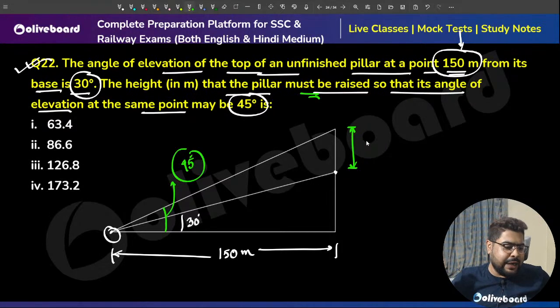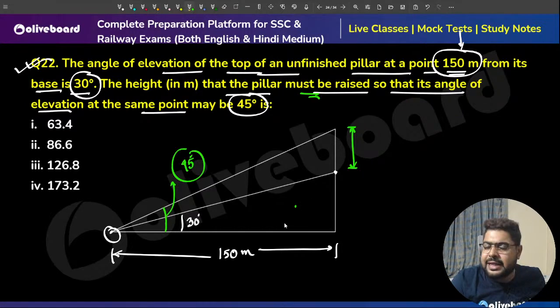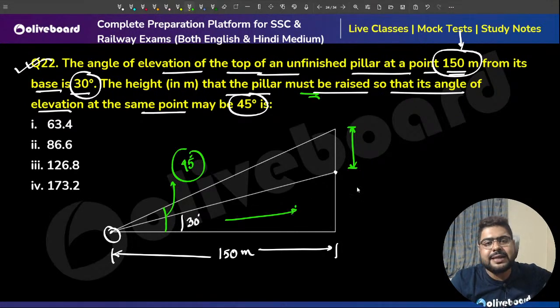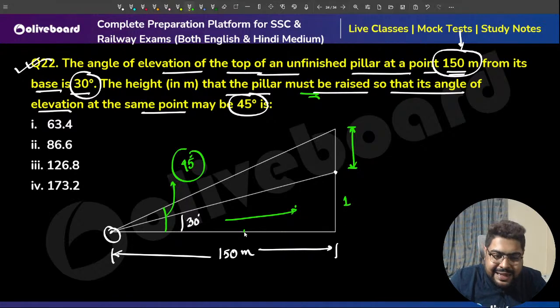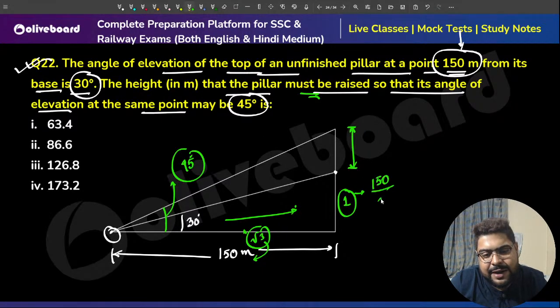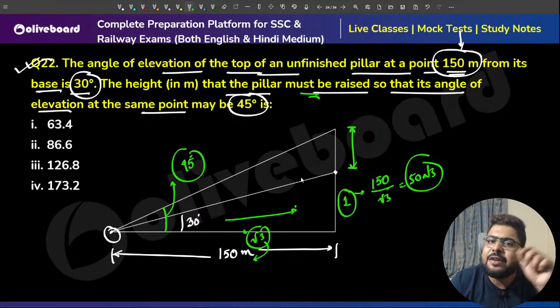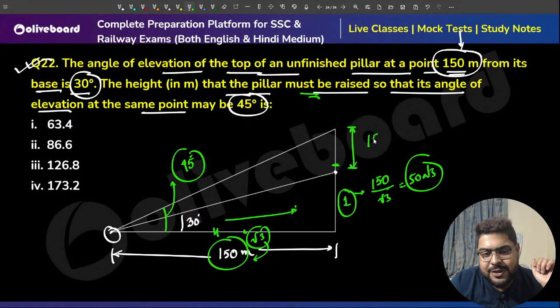The height of the pillar they are asking. Sir, in this smaller triangle, a 30-60-90 triangle, the side opposite 30 is 1 and the other is root 3. Root 3 value is 150. Can you figure out the value of 1? It will be 150 divided by root 3, or 50 root 3. For 45 degrees, this side is equal to the whole side, so this is also 150. So this distance is 150 minus 50 root 3.